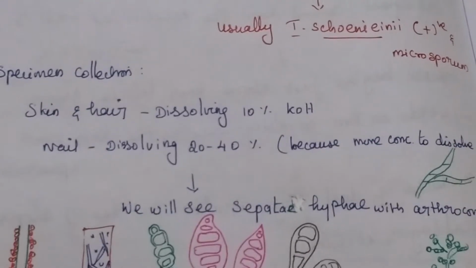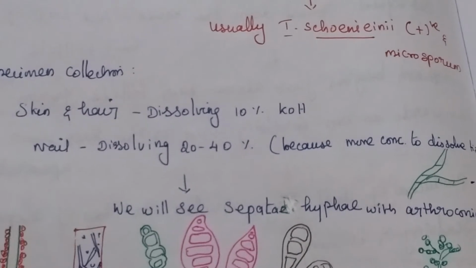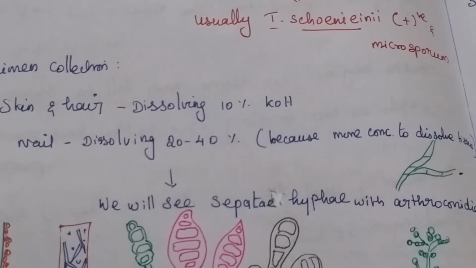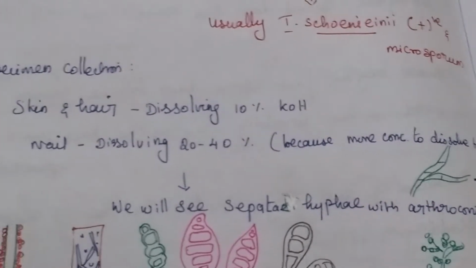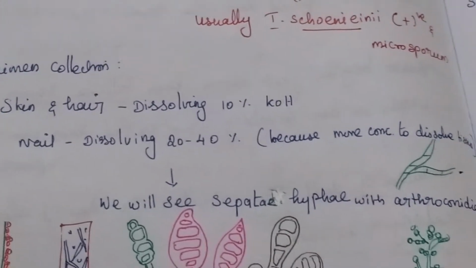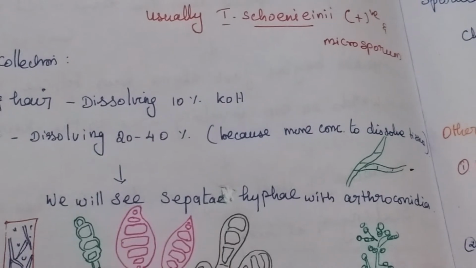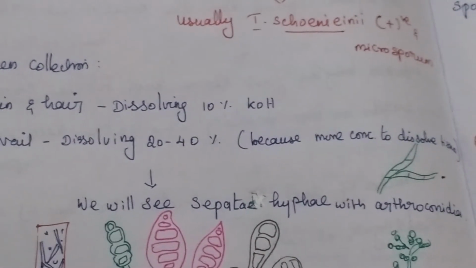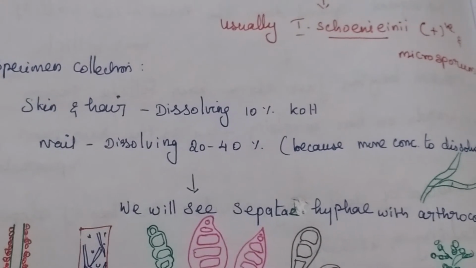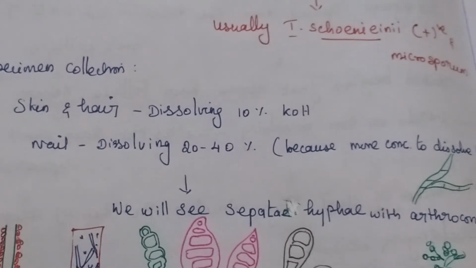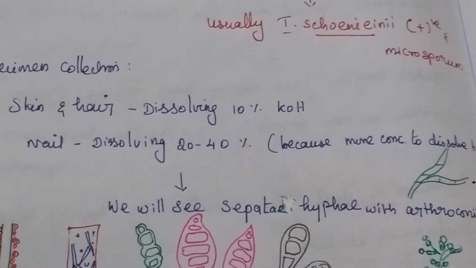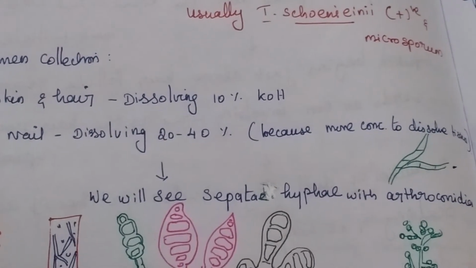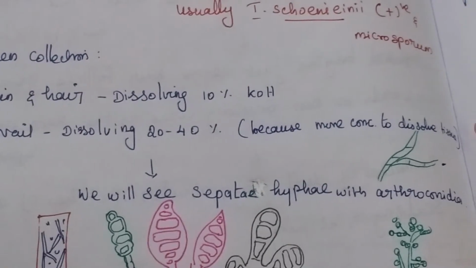Then for specimen samples, skin and hair samples, we dissolve them in a 10% KOH mount. For a nail sample we use 20 to 40% because a higher concentration is needed to dissolve the tissue. Nail is very hard, like stone. So for skin and hair samples, 10% KOH mount, and for nail samples, 20 to 40%. Then what will we see?